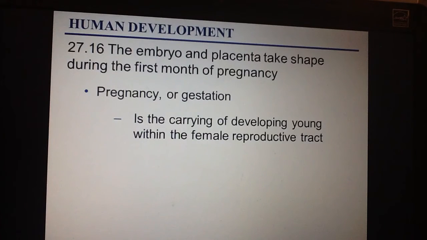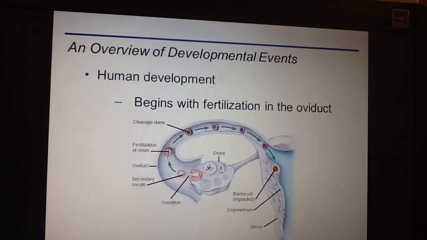Now, in the development of a human embryo, we're talking about pregnancy. Pregnancy is sometimes called gestation, and basically it's where a female reproductive system develops and nurtures an embryo until it's at a stage that it can then survive on its own.